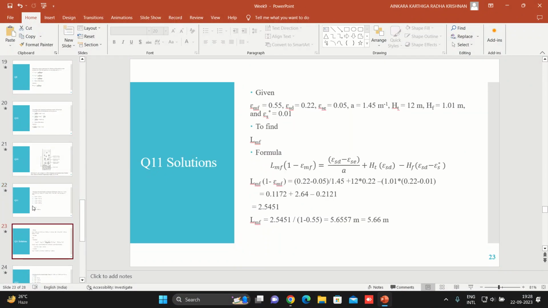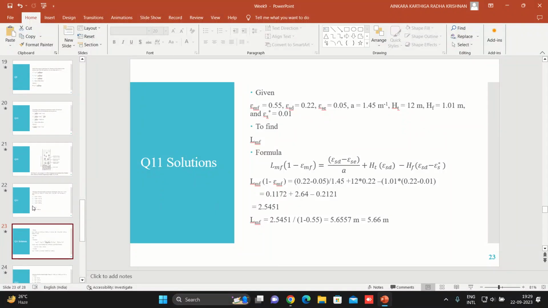So go through the question once again, and first we will go through and then you people think for a minute. So actually in question 11 it is asked to find out the bed height at minimum fluidization, which is nothing but LMF. The given conditions are void fraction at minimum fluidization, epsilon MF, and epsilon SD and epsilon SE, and epsilon S star, the saturation carrying capacity of the gas, and decay constant A is given, and the total bed height HT is given, and freeboard height HF is given. So we need to find LMF.